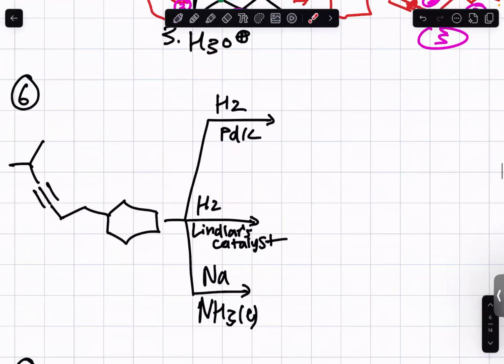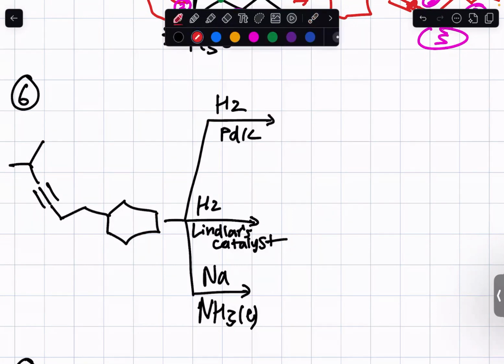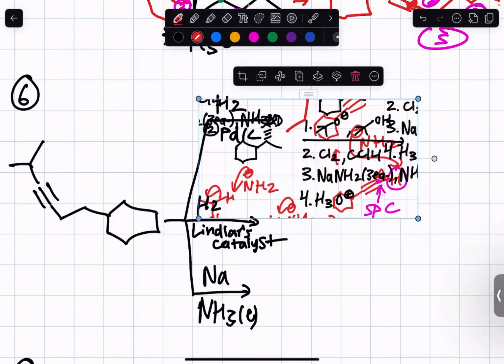Now, let's do the reduction reactions. Does anyone know what kind of reactions these are? Like what would these set of reagents convert this alkyne into? Hydrogenation. Yep, for the first one. And what's the cis one? What creates the cis alkene? What set of reagents?